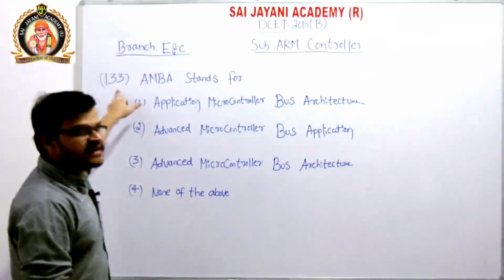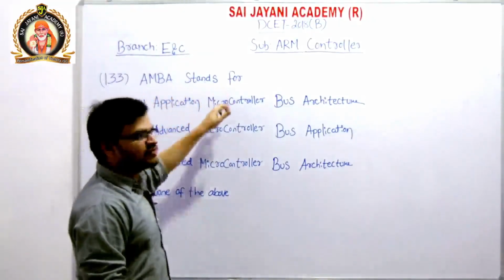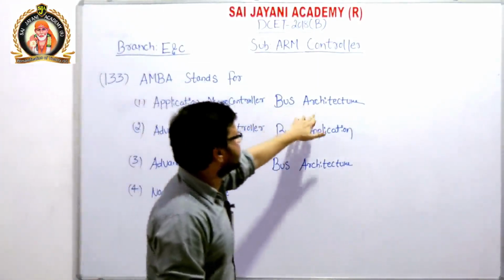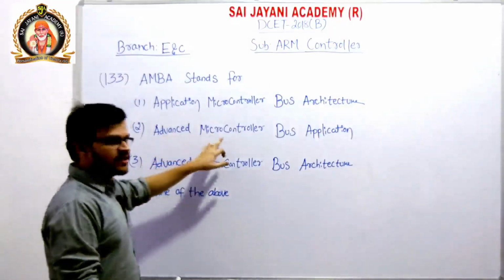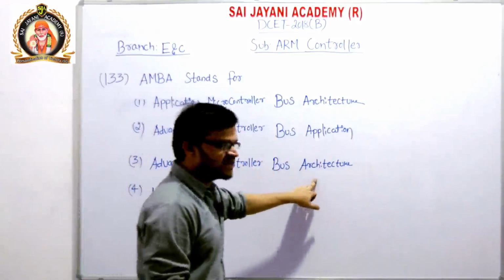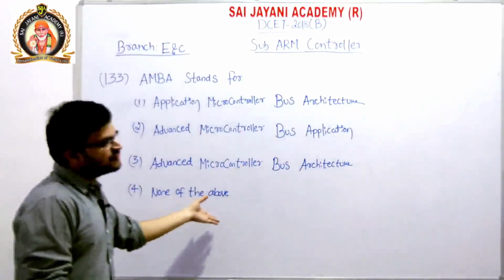Question number 133: AMBA stands for what? The options are given below. The first one is application microcontroller bus architecture, the second one is advanced microcontroller bus application, the third one is advanced microcontroller bus architecture, and the fourth one is none of the above.